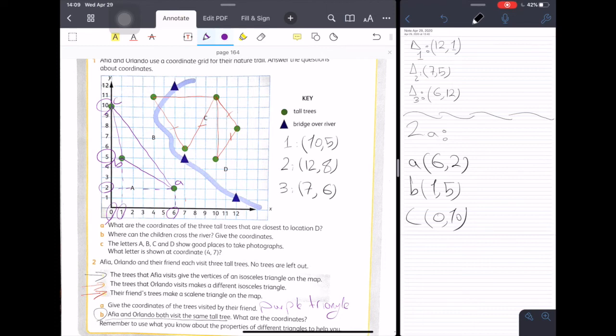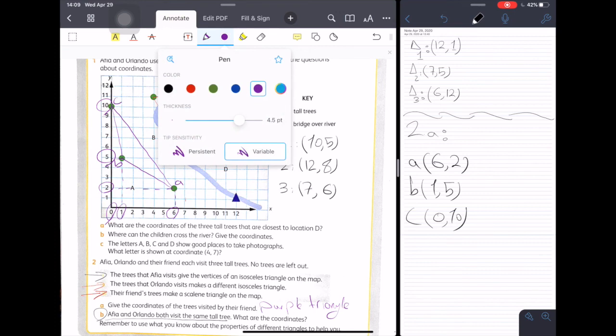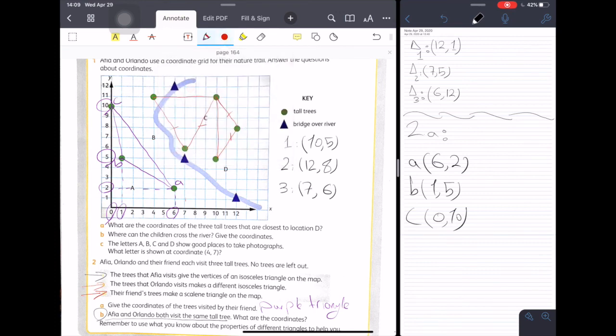Question B. Afia and Orlando both visit the same tall tree. What are the coordinates? Now, I will remind you that the triangles related to Afia and Orlando were these two. Now they have one of the vertices in common. They share one vertex. Now I want you to find that vertex and write the coordinates of it.